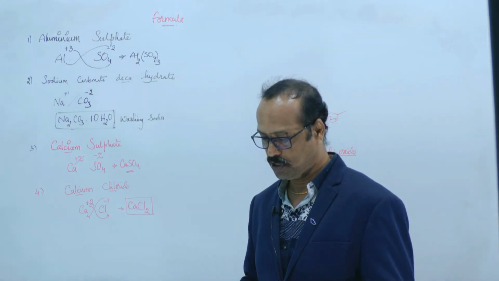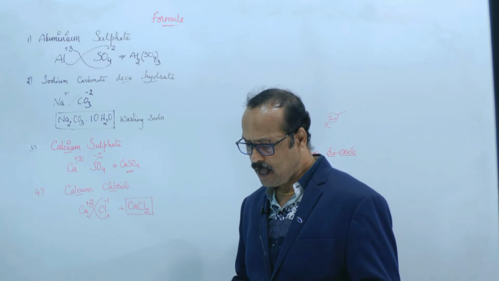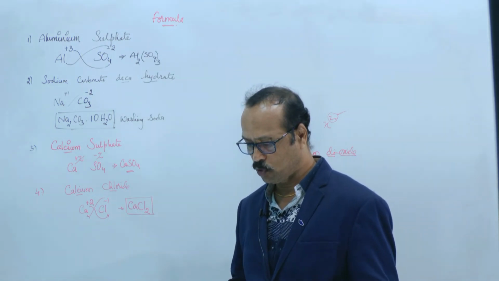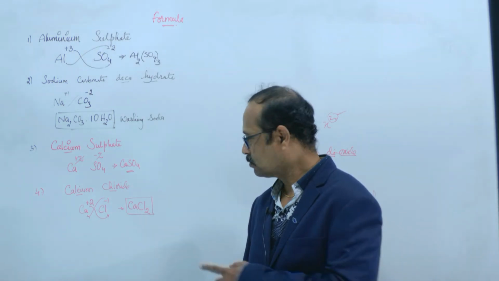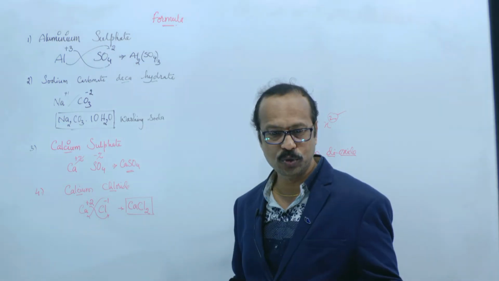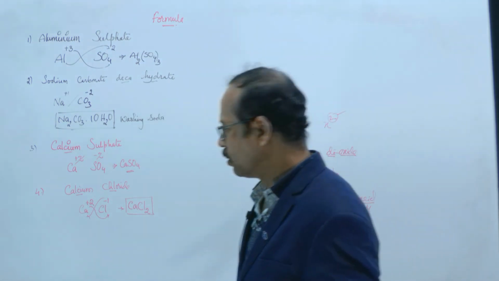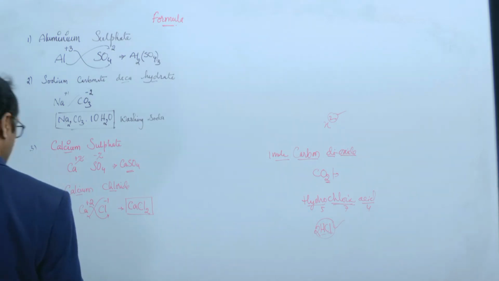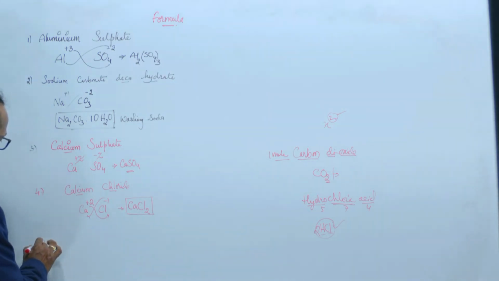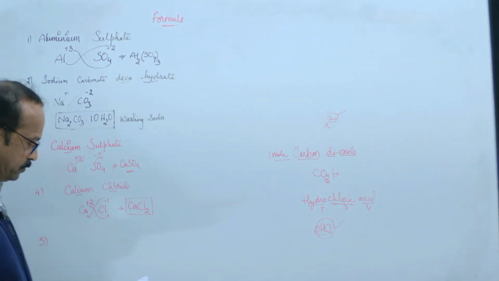Okay. So see students now. The number of chlorine atoms present in the calcium chloride is 1, 2, 3, 4. What is the answer? 2. Right? That's all. So let's go to the 5 now. Fifth one. What is the fifth one?